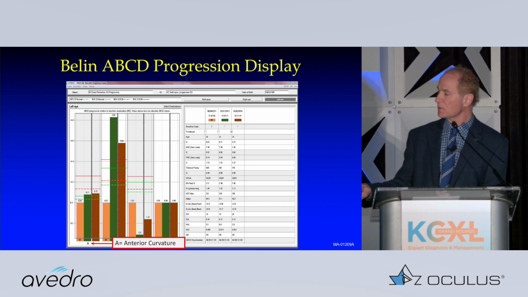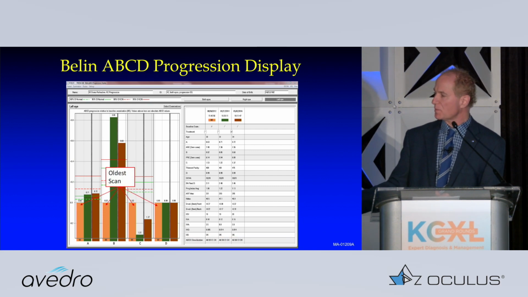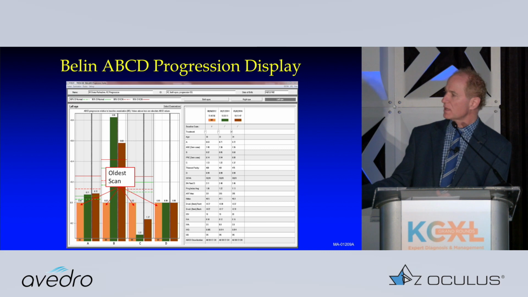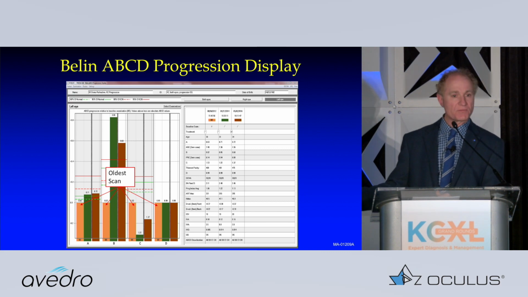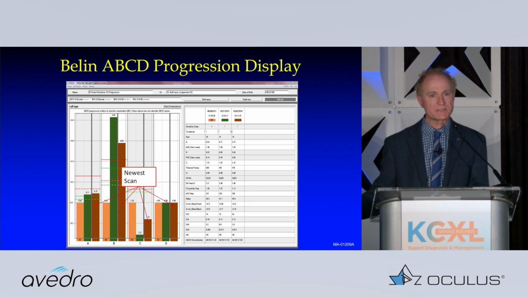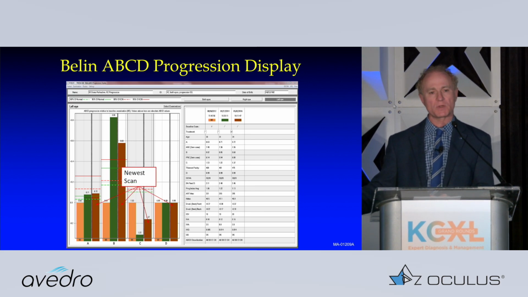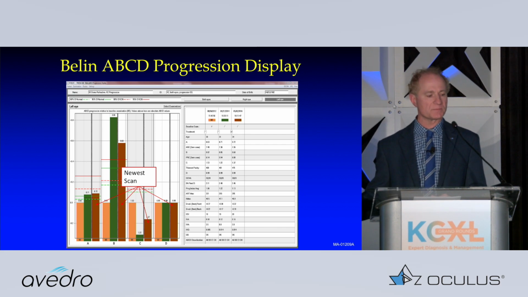You can then take those criteria and map it out in a progression display. And the progression display will again look at anterior surface with this first column. This is different time points. Posterior surface in this column, thinnest pachymetry, and even the best corrected vision. And of course, the oldest exam would be first for each of those categories. Then you go to the next exam, and then finally the newest exam. And you can see as time goes on, how is it changing?